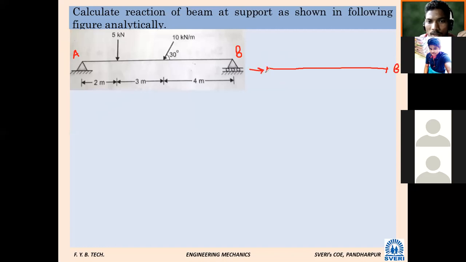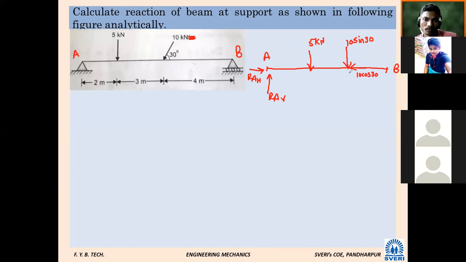Let us assume I will call it RAH, H for horizontal. Here I will assume RAV. Here is point A, with a simple distance and one force of 5 kilonewton, and a 10 kilonewton force. It should not be per meter because it is a point load. What will be the vertical component of this force? 10 sin 30. Very good. What will be its horizontal component? 10 cos 30.